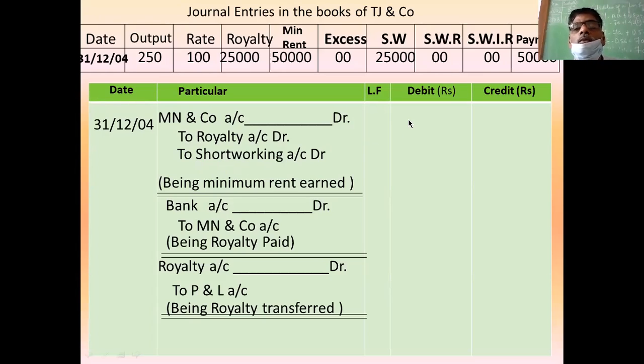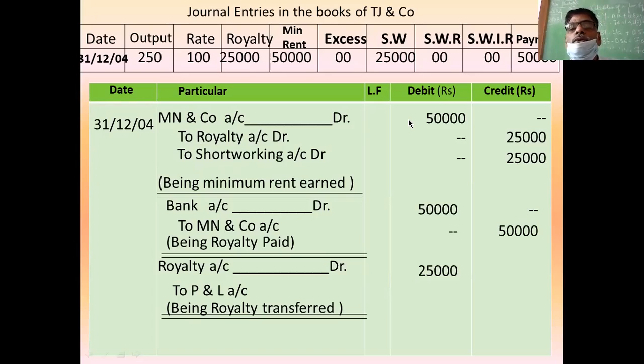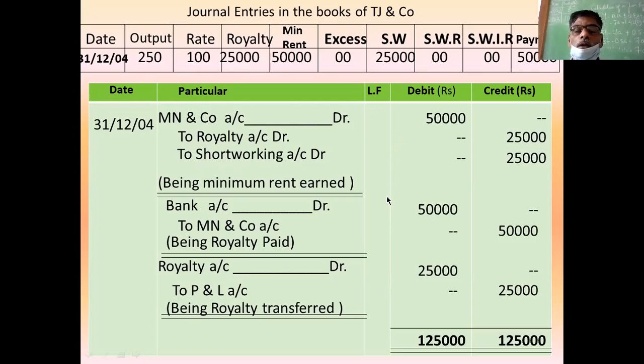Okay, so you put the amount: 50,000 is the MN company, 25,000 royalty, 25,000 short working. First, the second payment is 50,000. Then royalty goes to the P&L account, 25,000. First year completed. Total 1,25,000. I'll take this amount to the next column.